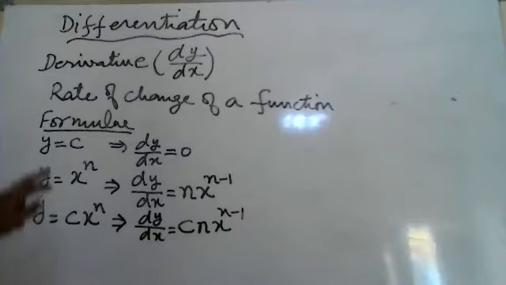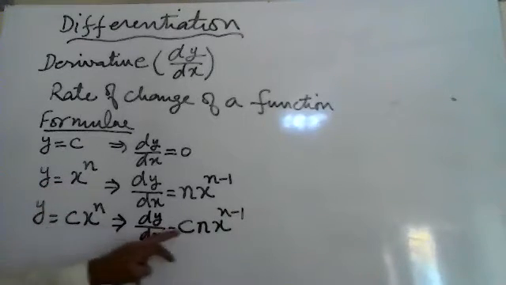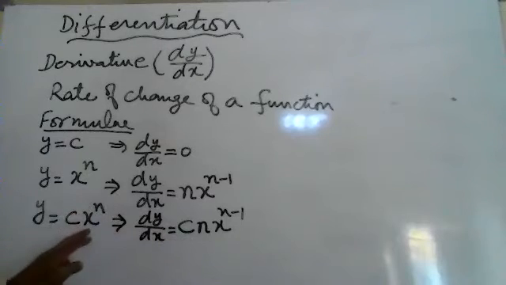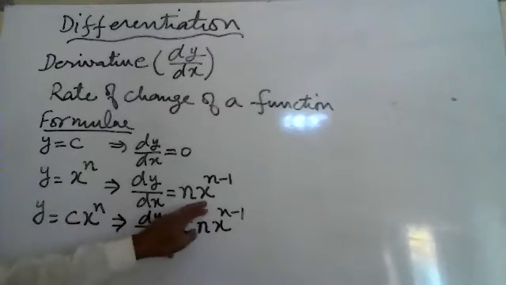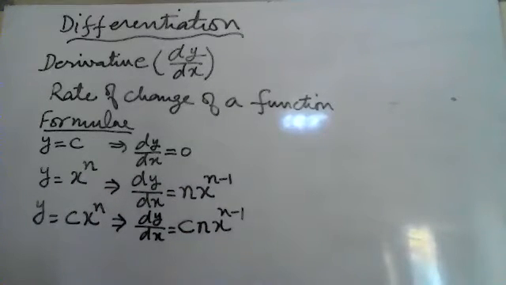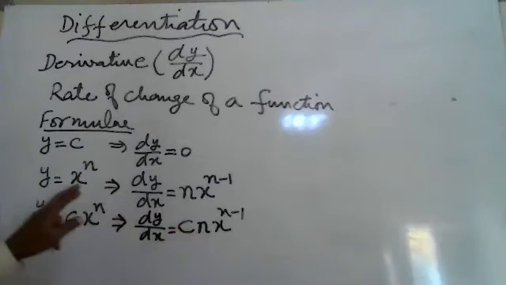If a constant is being multiplied with some function of x, then the constant will remain as it is, and it will be multiplied with the derivative of x raised to power n. The derivative of x raised to power n is n x raised to power n minus 1. So in this case, the derivative of the constant will not be 0. The constant remains as it is, and it will be multiplied with the derivative of x raised to power n.